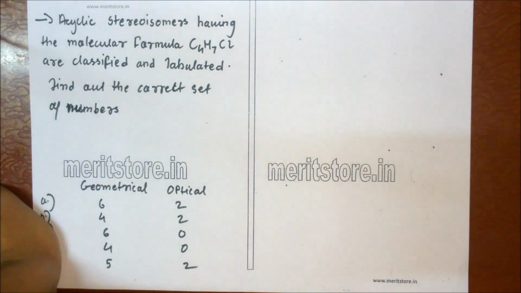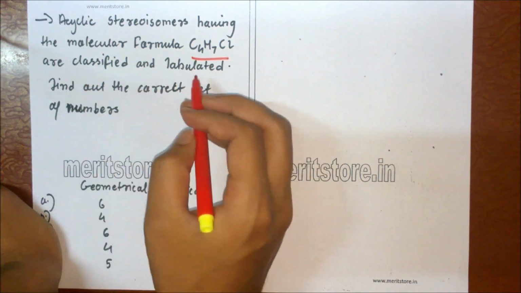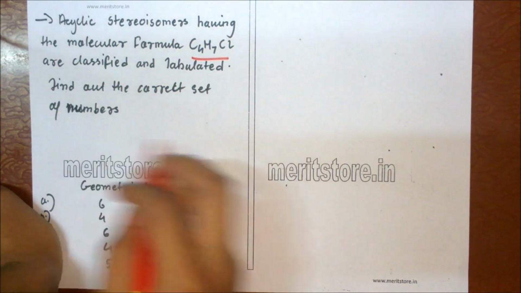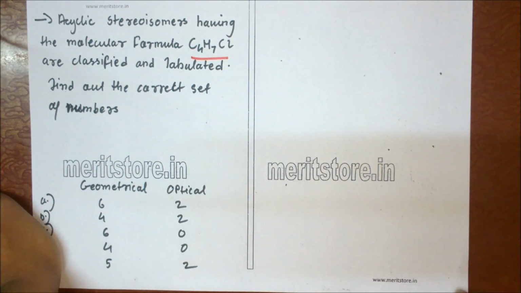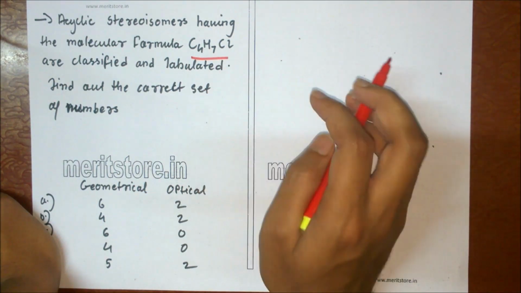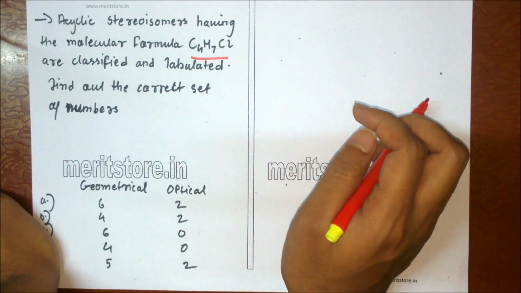Acyclic stereoisomers having the molecular formula C4H7Cl are classified and tabulated. Find out the correct set of numbers. So we have to find out how many geometrical and optical isomers are possible with C4H7Cl. This is an acyclic stereoisomer having this formula.